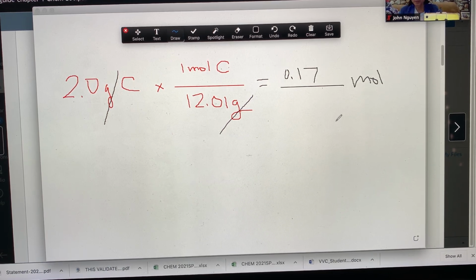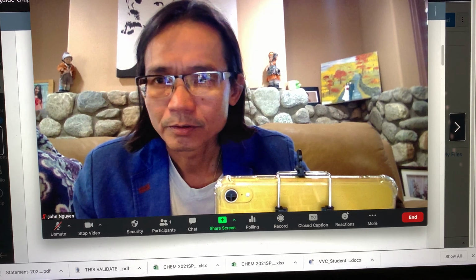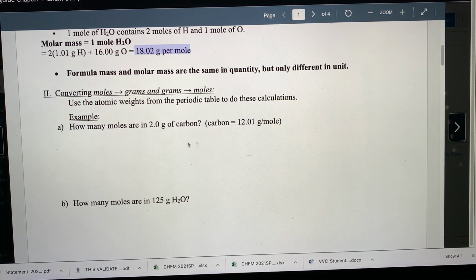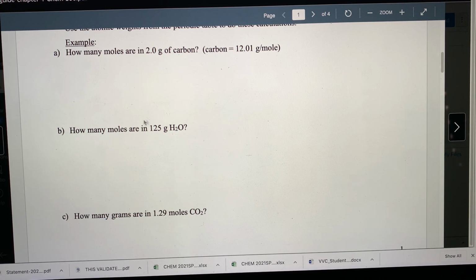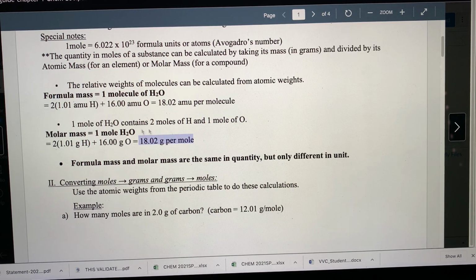Okay, cool. All right, and so that's the first one. Okay, now I'm going back to the lecture here. So that's the answer. Similarly, you try for water, and remember, 1 mole of water is 18 grams. Right here, we did that calculation up here.